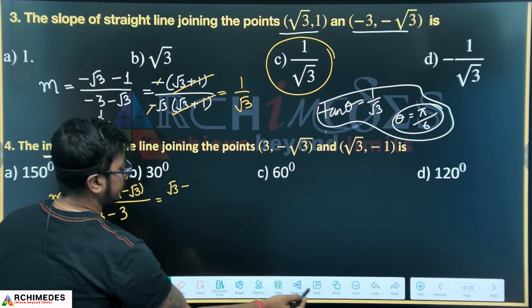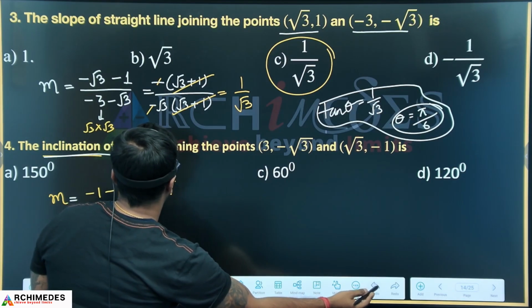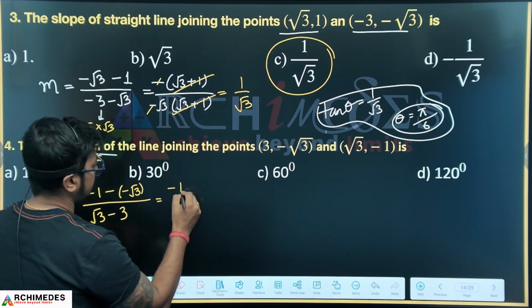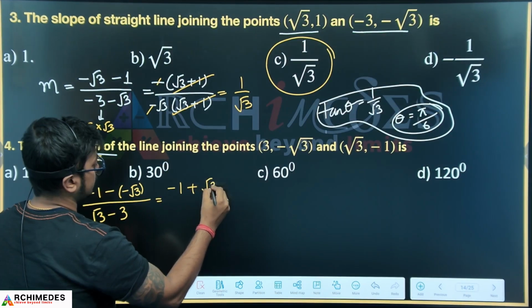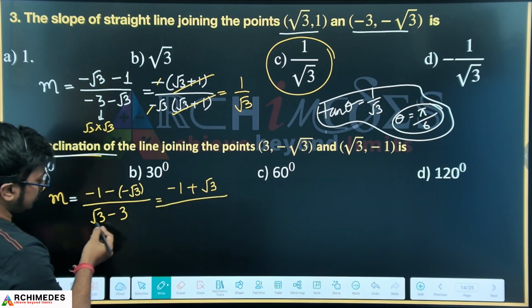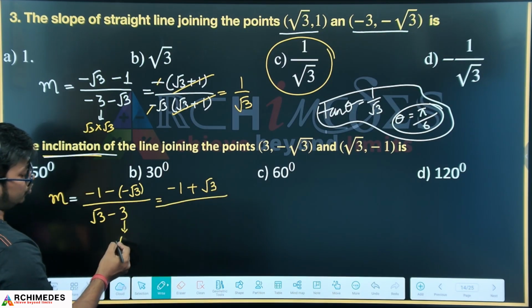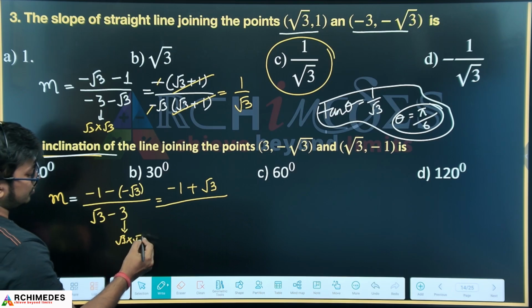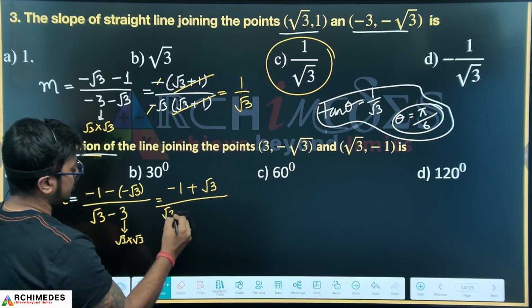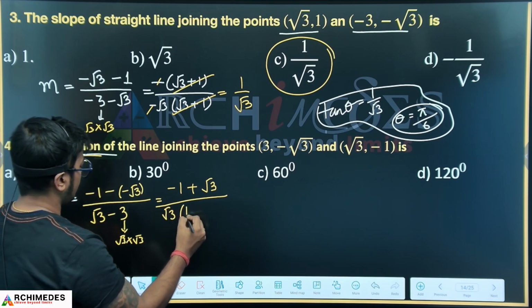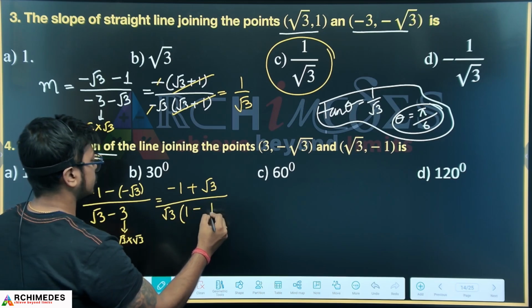Or you can write it in this way also. Look, this is minus 1 plus root 3. Am I clear? So what is common here? Because 3 contains root 3 into root 3. If we take root 3 common, you are getting 1 minus root 3. Any doubt?